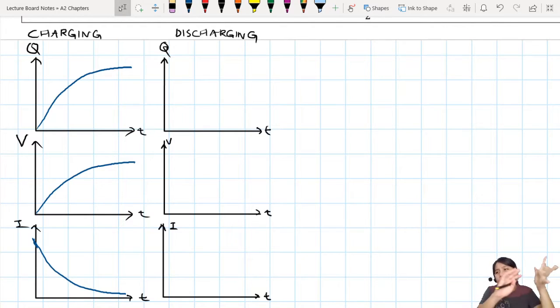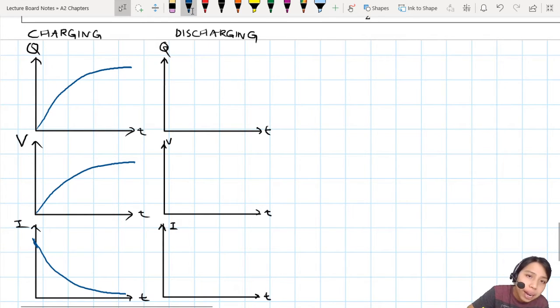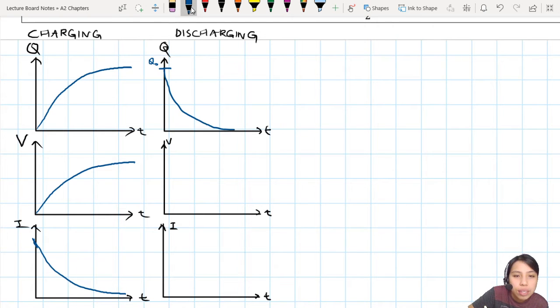So we know the capacitor's charging curve looks like this. How do the discharging curves look? Also curvy, yeah, but the charge is actually decreasing. But in what manner? Let's say you start off with a certain Q naught. Q0 is Q naught. So you discharge the capacitor. Discharge Q will then decrease and reach some point.